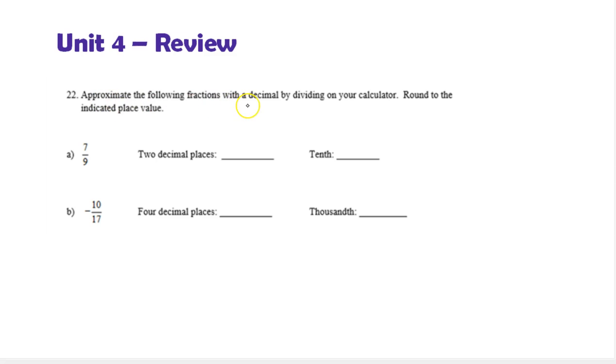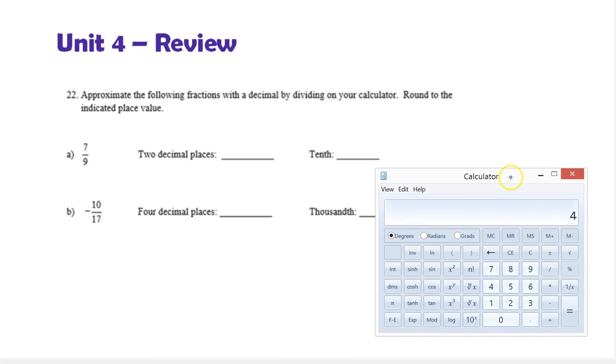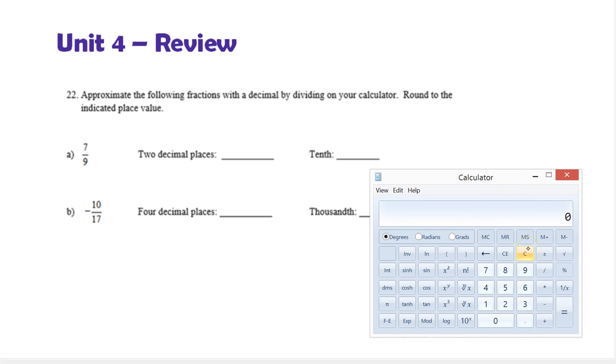Approximate the following fractions with a decimal by dividing on your calculator and round to the indicated place value. So our first number is 7/9. Okay. So I'm going to get the calculator ready. And remember, fractions can be thought of as division as well, and that's how we're going to use it here and divide 7 by 9. Okay, so notice this is 0 point, and then it has a whole bunch of 7s. The calculator is actually rounding there, rounding up to 8, but these 7s actually go on forever.